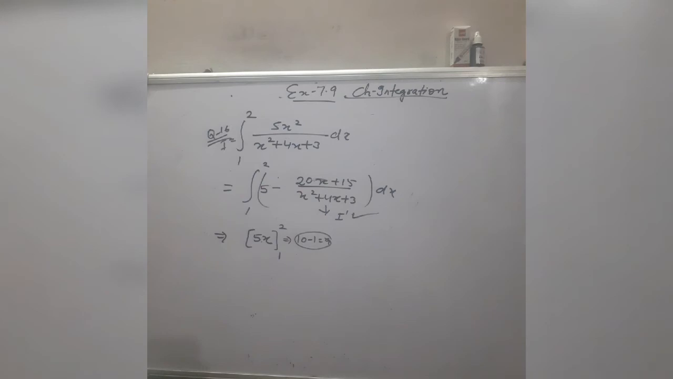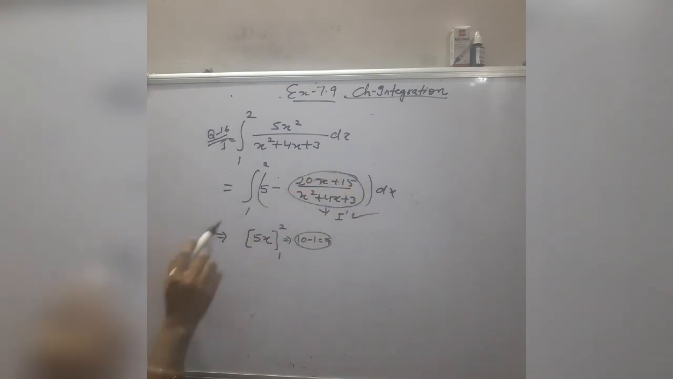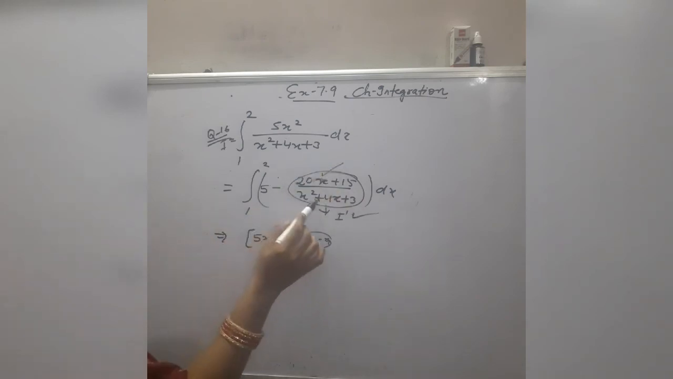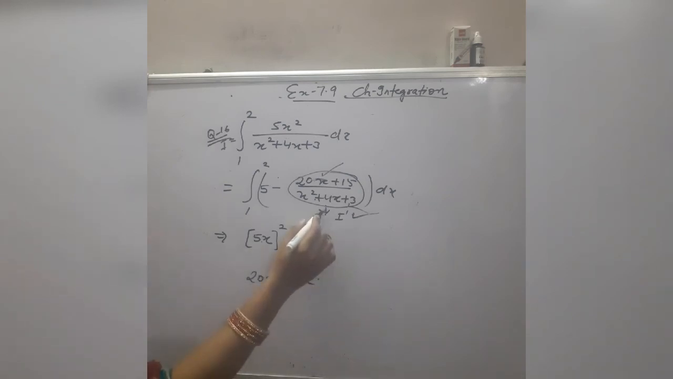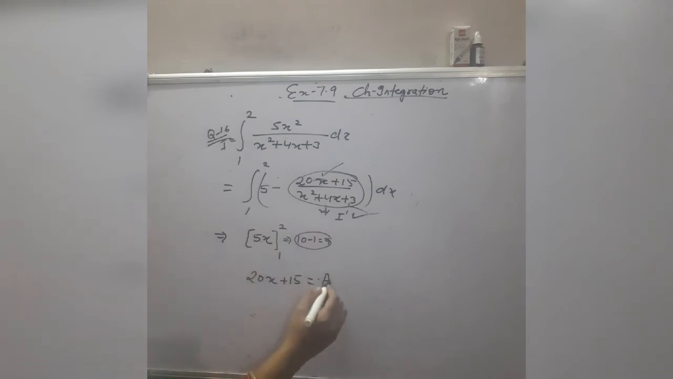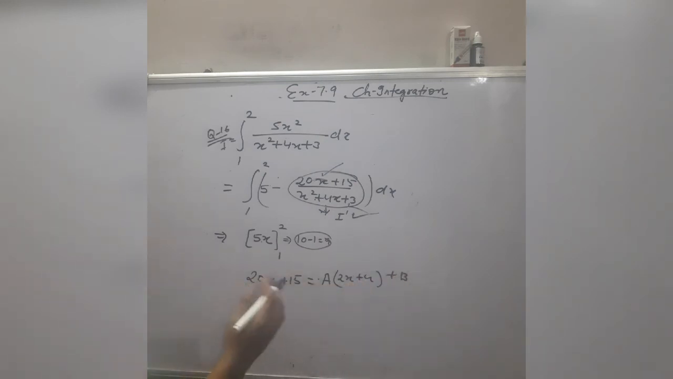Now we will find the integration of this second part. Which method will you use? Listen very carefully. The numerator is a linear expression and the denominator is a quadratic expression. So in this case you will write 20x plus 15 equals a into the derivative of this quadratic, meaning 2x plus 4, plus b. Now comparing on both sides you will find the constants a and b. 2a is equal to 20 and b is equal to 15. So a can be written as 10.